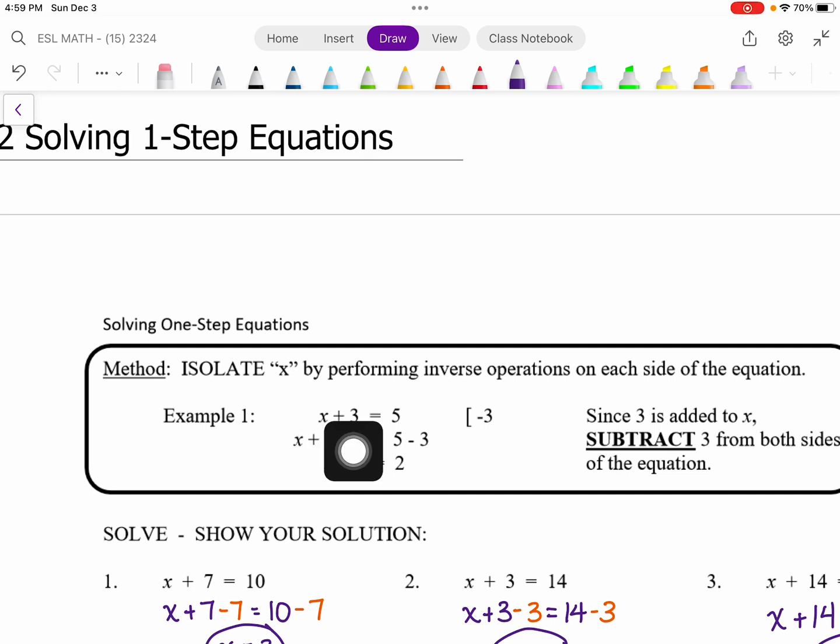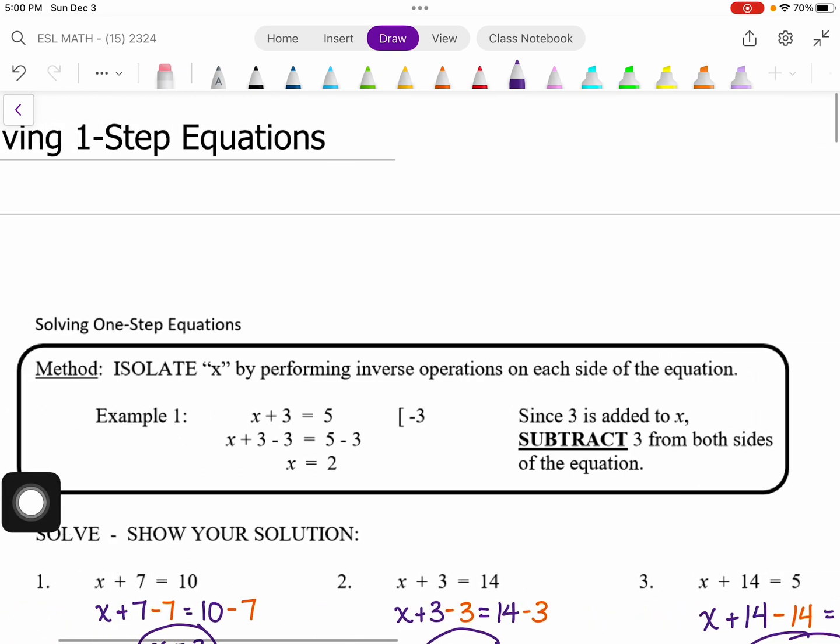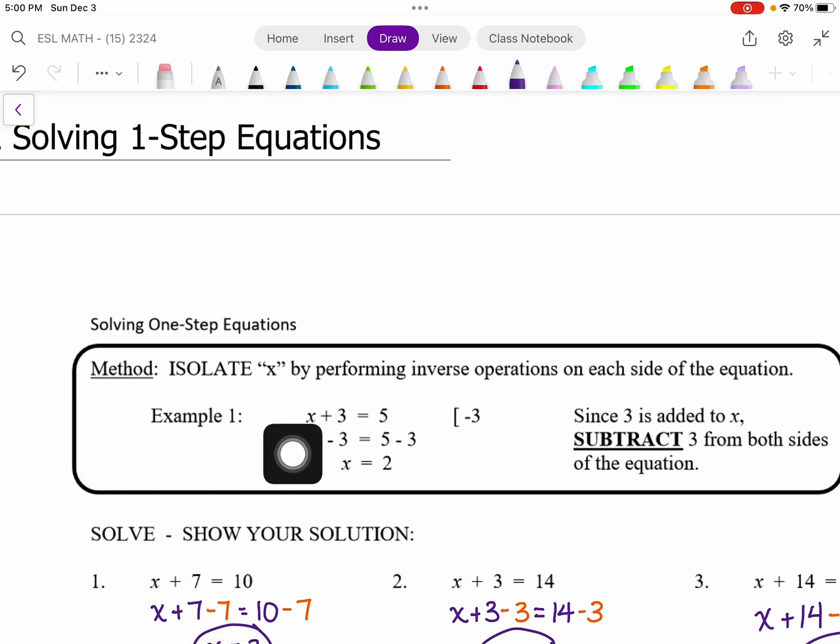So what number plus 3 is equal to 5? 2 plus 3 is equal to 5. What we're going to work on though is a process to help us get to the answer, which is going to help us when we get to more difficult questions where it's not as easy to just guess what the answer might be.